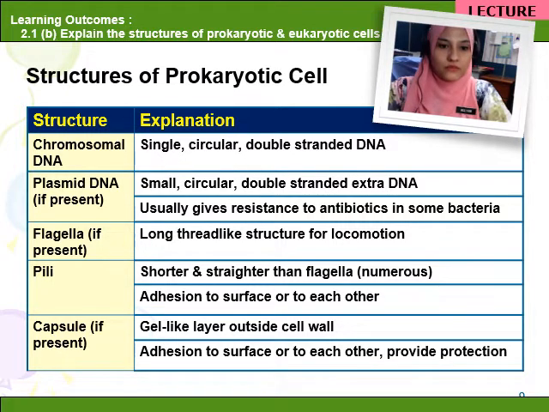Another structure of a prokaryotic cell is the flagella, which are long thread-like structures for locomotion. Next is the pili, which are shorter and straighter than flagella, and are used to adhere to surfaces and to each other. And the next structure is the capsule, which is a gel-like layer outside the cell wall of a prokaryotic cell, and it is also used to adhere to a surface or to each other and to provide protection.